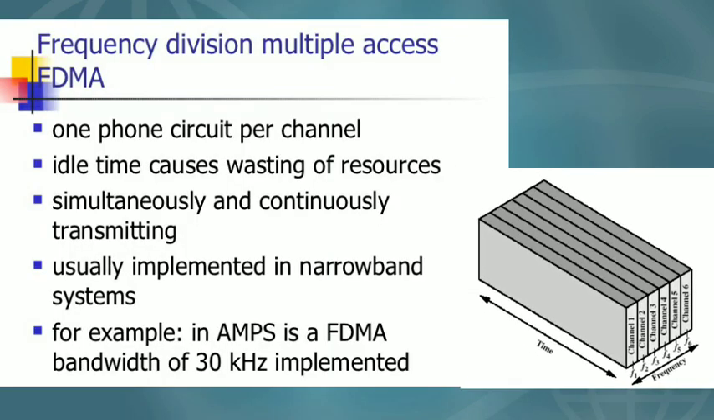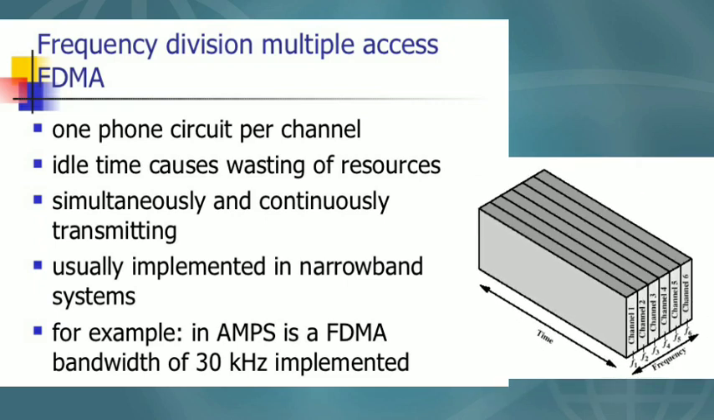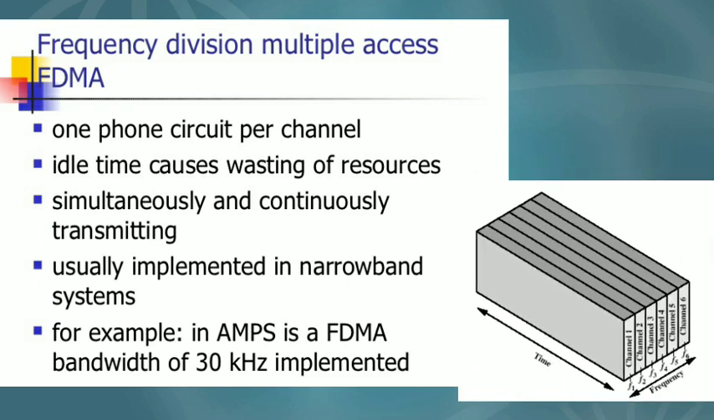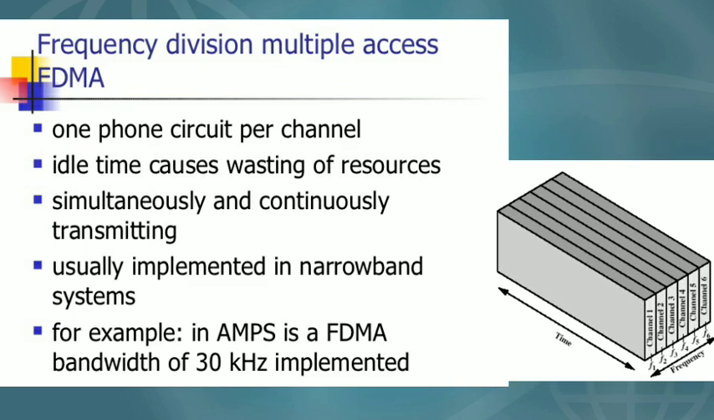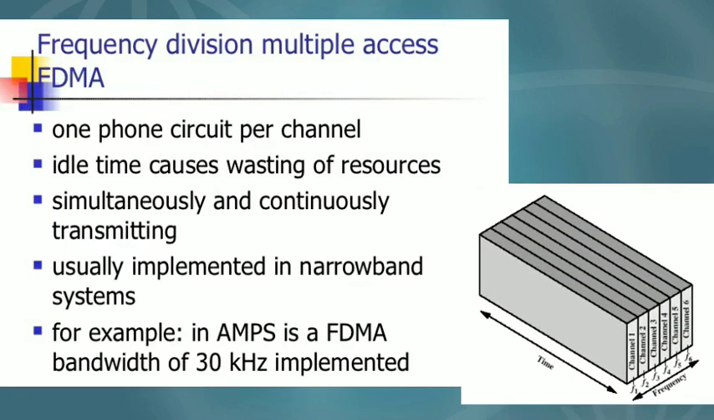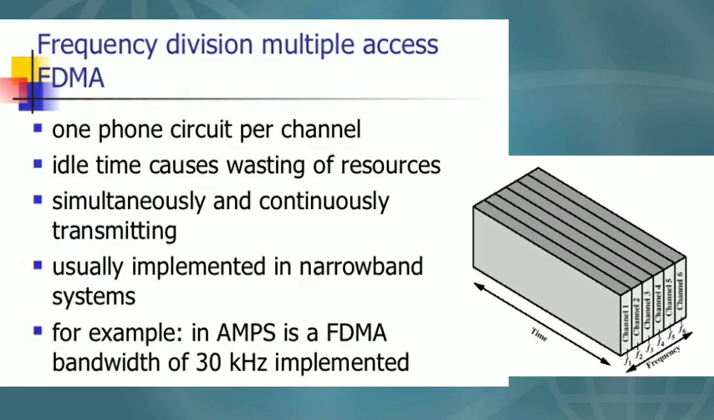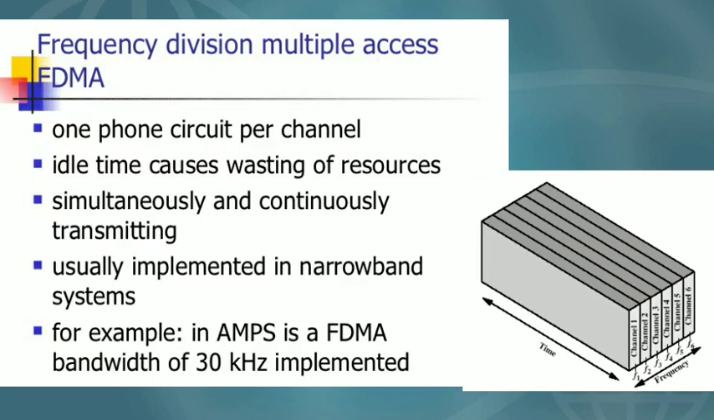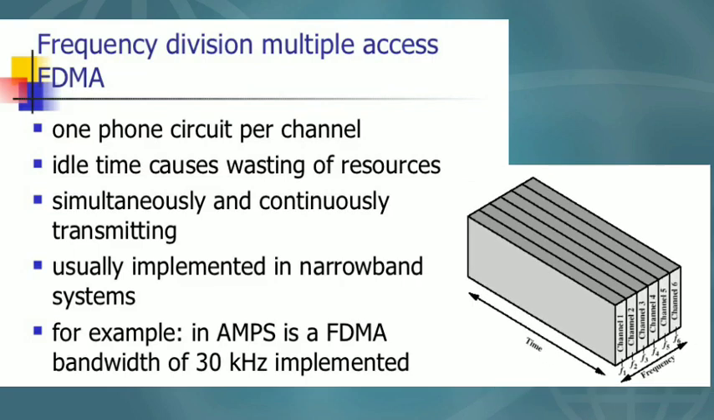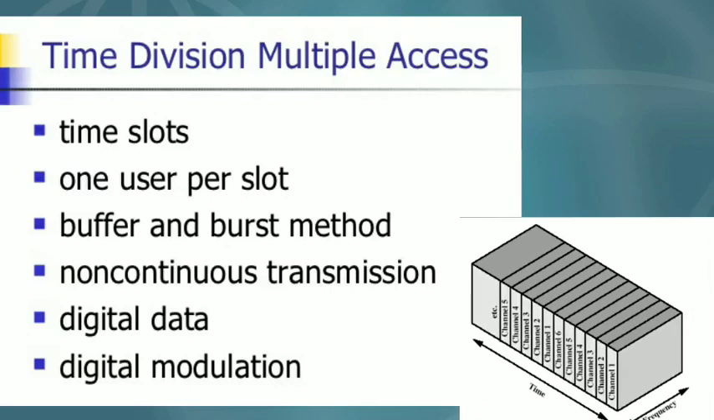Now we will see FDMA. There is one phone circuit per channel, and the idle time causes wasting of resources, as users are transmitting simultaneously and continuously. Different users can use the same frequency in the same cell, except that they must not transmit at the same time. If an FDMA channel is not in use, then it sits idle and it cannot be used by other users to increase shared capacity.